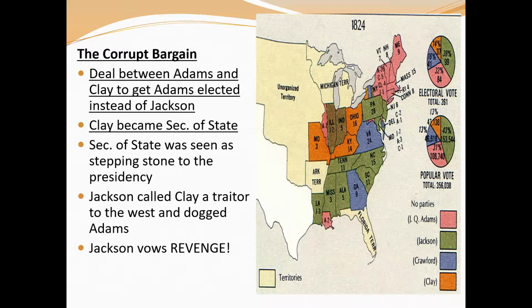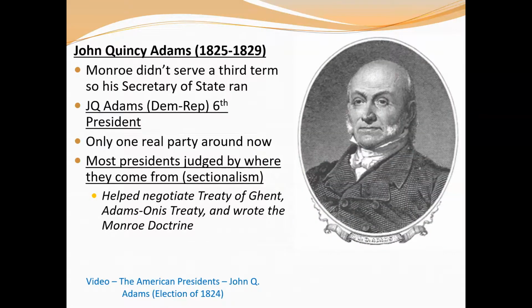Jackson called Henry Clay a traitor, a traitor to the West and men who grew up in the West, and he's going to dog Adams over this and vow his revenge, because John Quincy Adams becomes our new president between 1825 and 1829. James Monroe had not served a 3rd term, and his Secretary of State ran, John Quincy Adams.